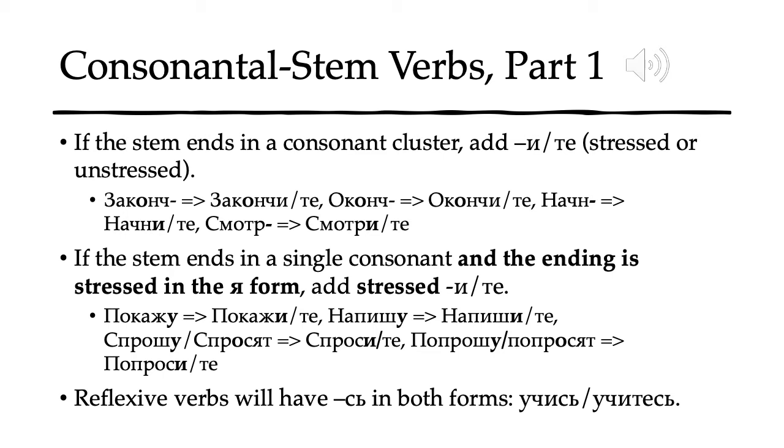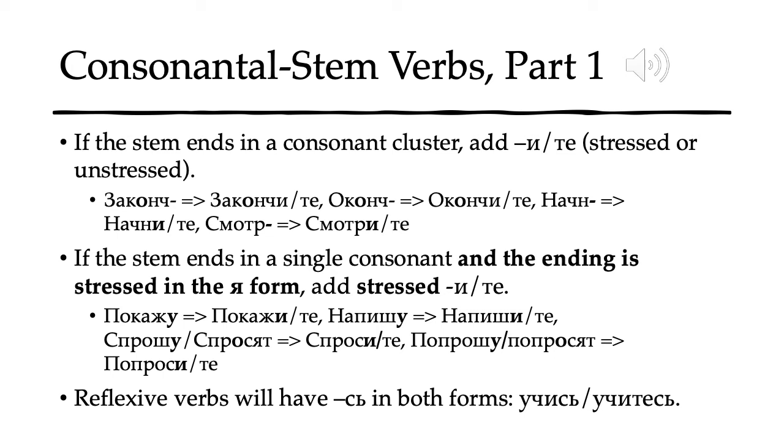So я покажу, I show, becomes покажи, покажите. Я напишу becomes напиши, напишите. Спрошу, спросит becomes спроси, спросите. Notice that we take the stem, we take the consonant for the stem from the они form, спросит, but we take the stress from the я form, спрошу, спросите. The same with попрошу, попросит becomes попроси, попросите. So that is a little bit tricky.